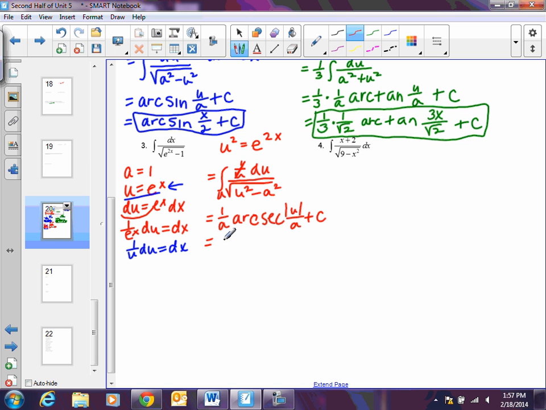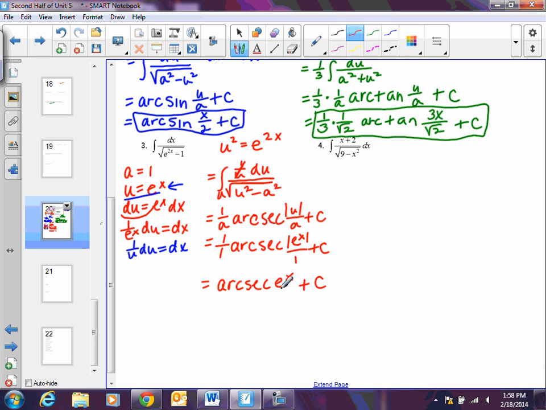And then we rewrite it again. 1 over 1 arcsecant e to the x over 1 plus c. And sure, you don't need the ones there. Probably if this was multiple choice, the answer would look like this. They would even probably drop the absolute value bars.